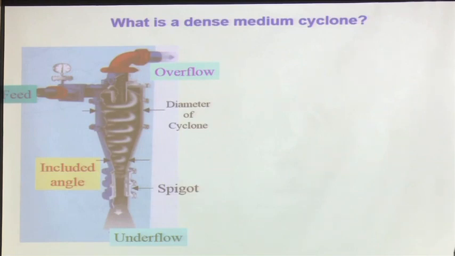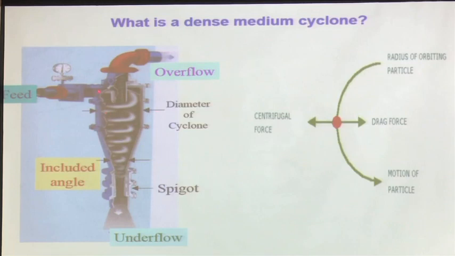Okay. So, I feed it at a very high pressure tangentially. So, there is a swirling motion created. When the swirling motion is created, you see that there is a cylindro-conical section. This one is called the included angle, and there are two discharge ends, one is called overflow or vortex finder, and this is called underflow or spigot.